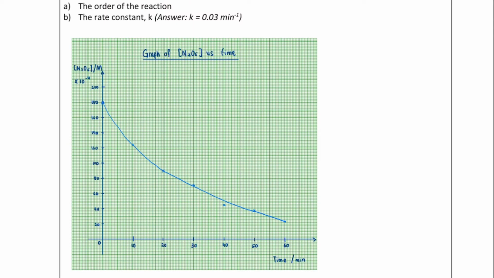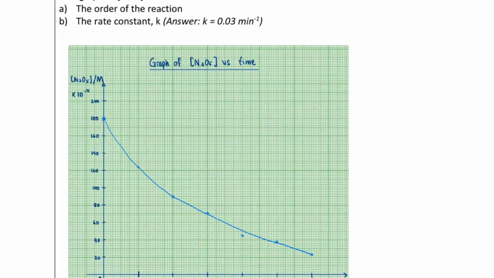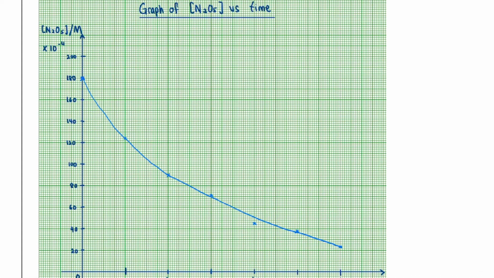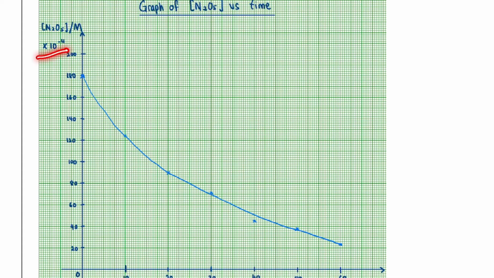So saya pun plot lah graph di atas kertas graph. You will need a graph paper bila soalan suruh plot. Alright, so dah plot dah graph. Please make sure when you plot a graph, you label your y-axis together with the unit, and the x-axis with the unit. Don't forget exponent -4 kena tulis juga, and the title. So this is the graph of concentration of N2O5 versus time.